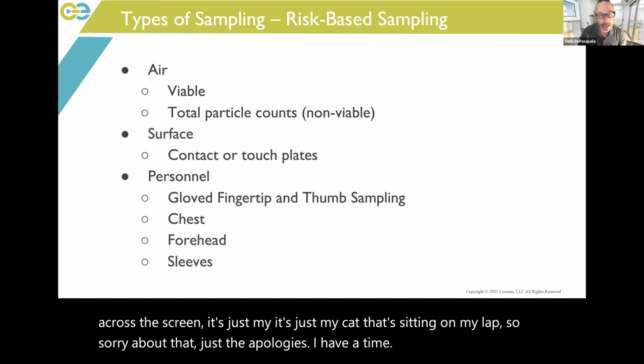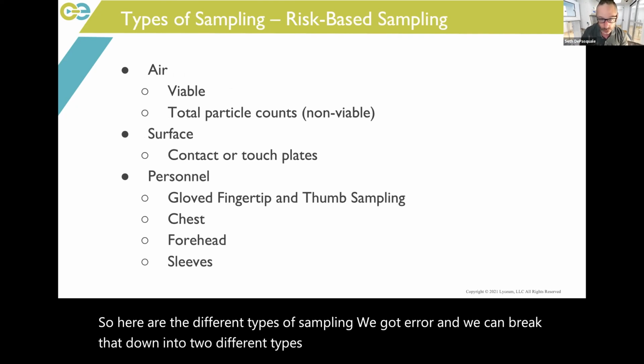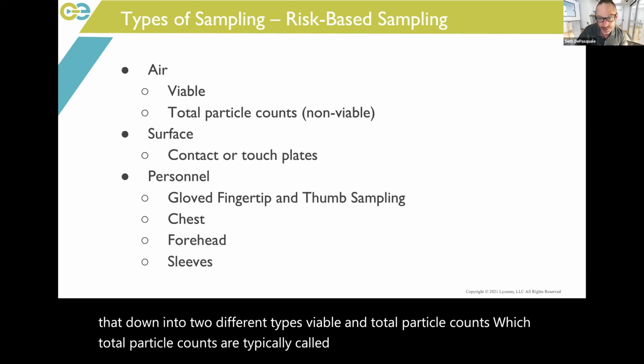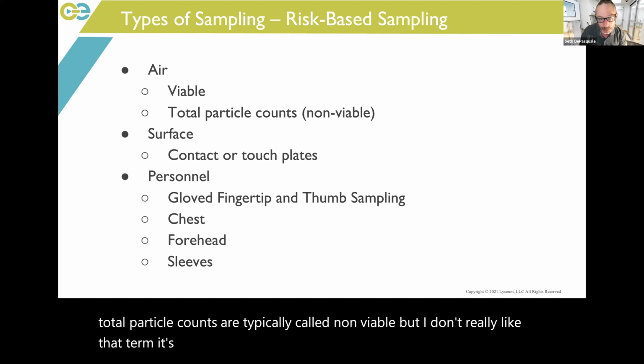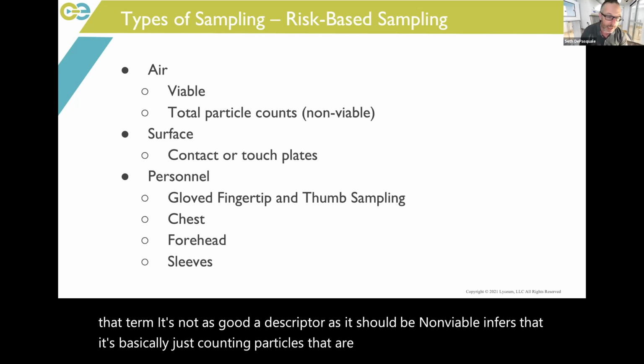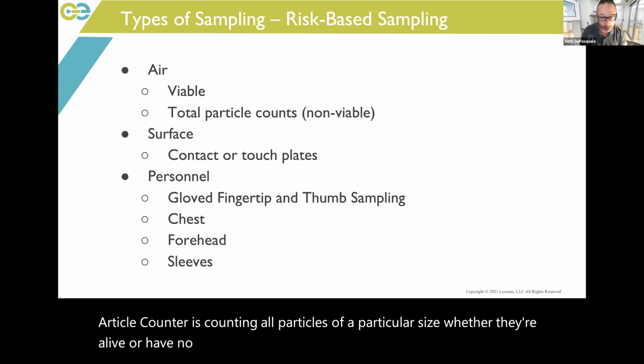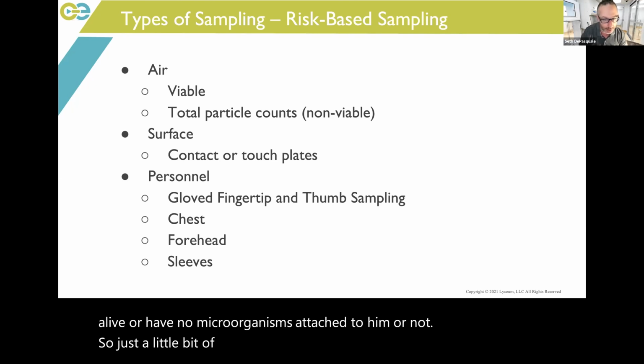So here are the different types of sampling. We got air, and we can break that down into 2 different types: viable and total particle counts. Total particle counts are typically called non-viable, but I don't really like that term. It's not as good a descriptor as it should be. Non-viable infers that it's basically just counting particles that are not alive, which is actually not true. A particle counter is counting all particles of a particular size, whether they're alive or have no microorganisms attached to them or not. So just a little bit of a name change there.